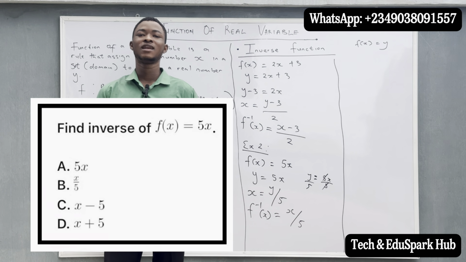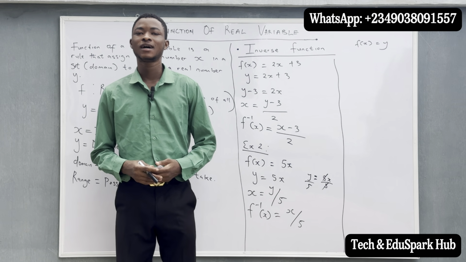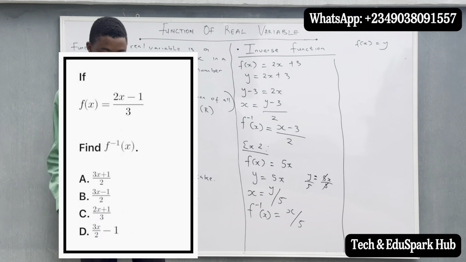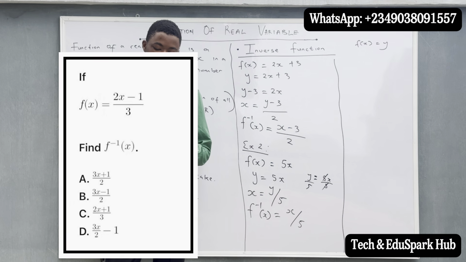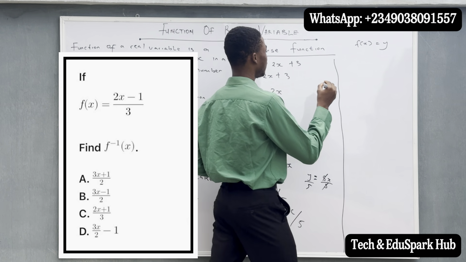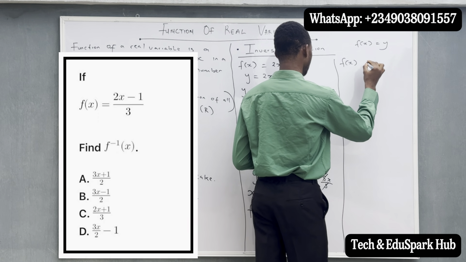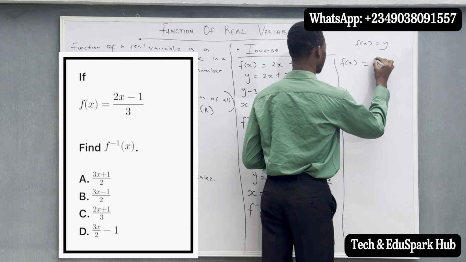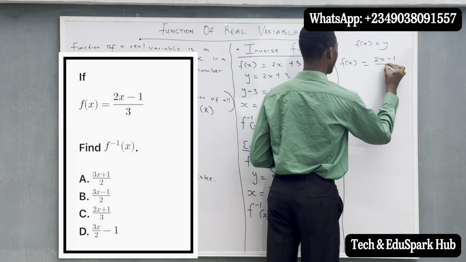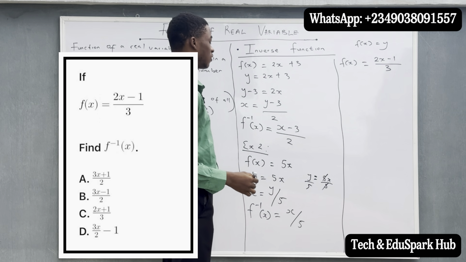So let's look at the last example, still under the inverse function. The last example, as displayed on the screen, says that if f of x is equal to 2x minus 1 divided by 3, find the inverse function of x. So we are given f of x equal to 2x minus 1 divided by 3, and we are asked to find the inverse function of x.